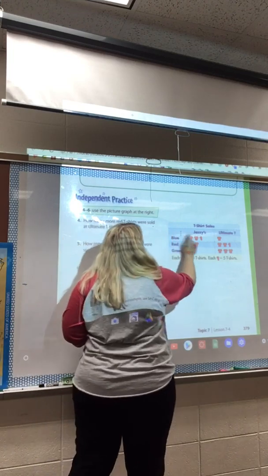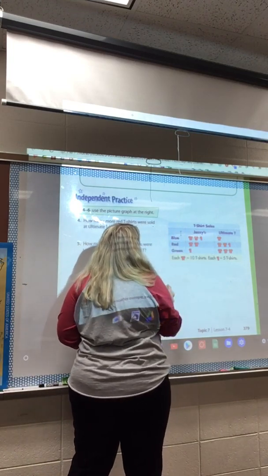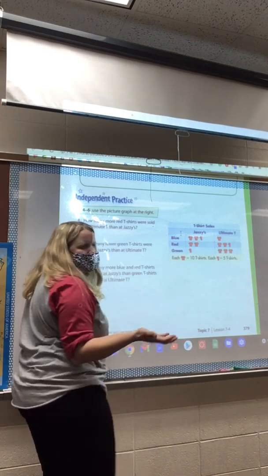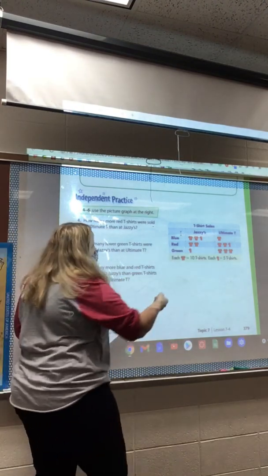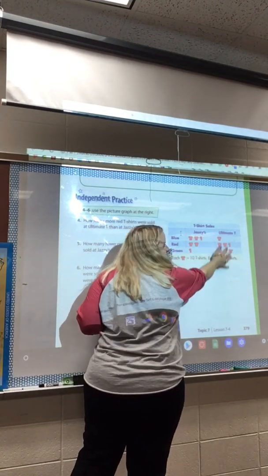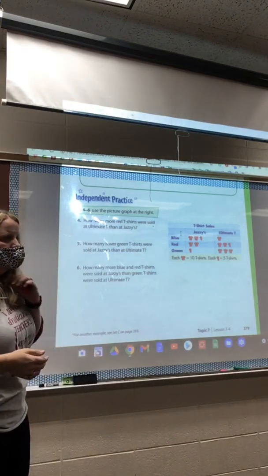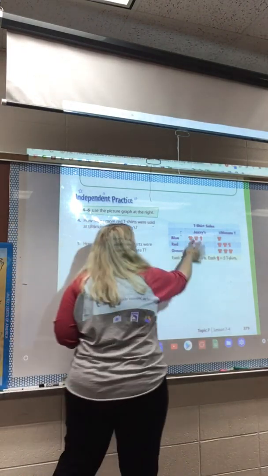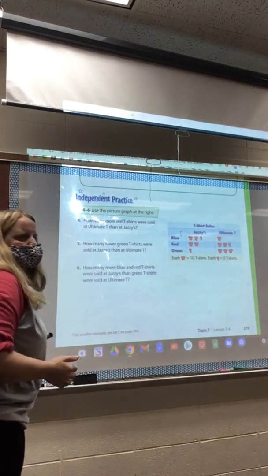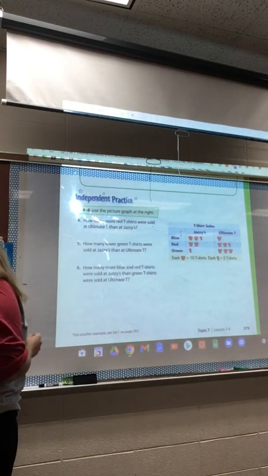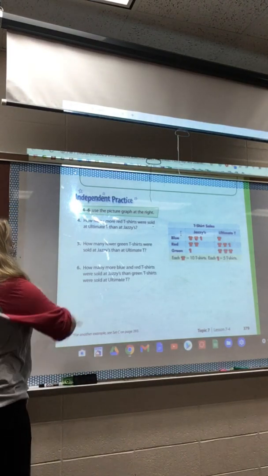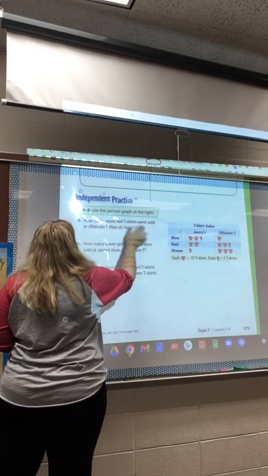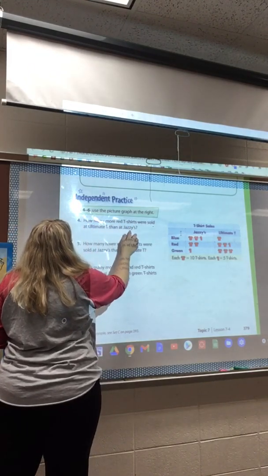So up here at the top it says t-shirt sales, and then it has some colors. So I'm guessing they're like the colors of the t-shirts they sell. And then these must be, what do you think these are? Stores. Yeah, like stores maybe. So this is Jazzy's and Ultimate Tea. So I feel like we kind of know what's going on there, right? All right, so let's move on to our questions. How many more red t-shirts were sold at Ultimate Tees than Jazzy Tees?